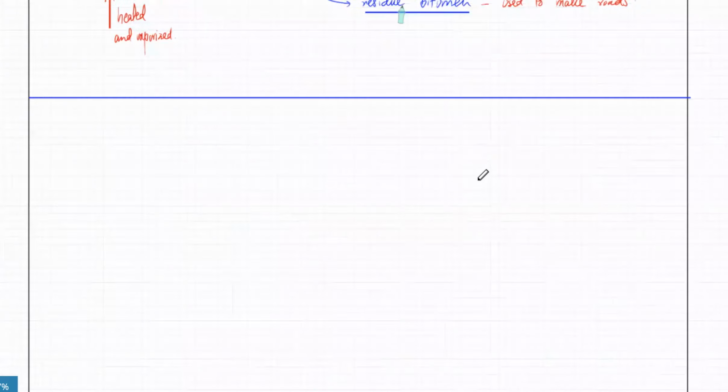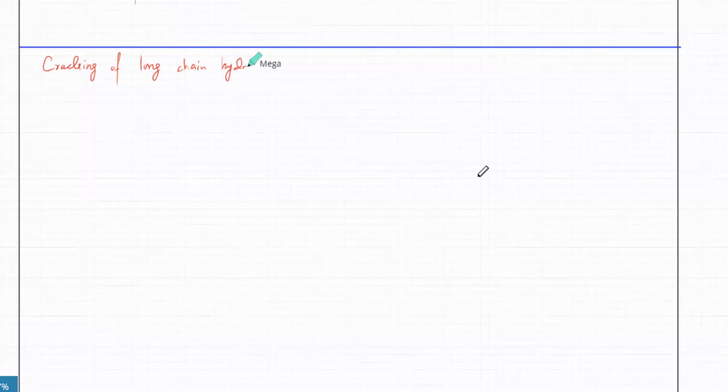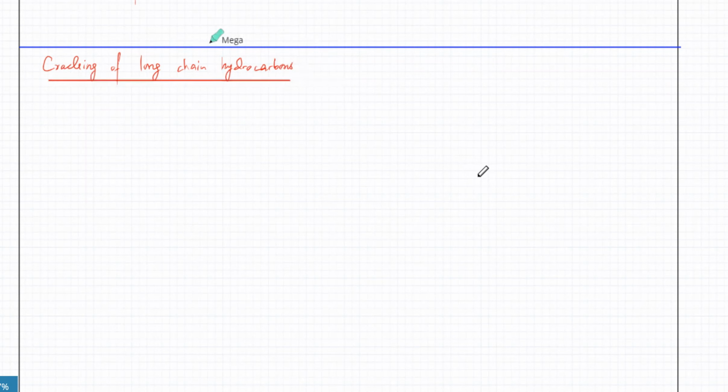So there's a division where you're getting a lot of wasteful things, and you're getting small molecules not in the right quantity. You need more of them. So there's another process that is done, and that is the cracking of long chain hydrocarbons. In cracking, an additional reaction is done on all the useless big molecules.